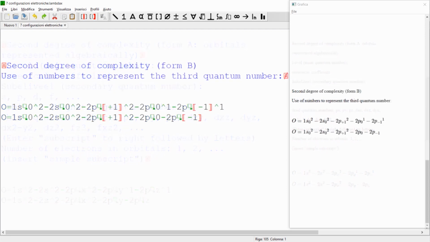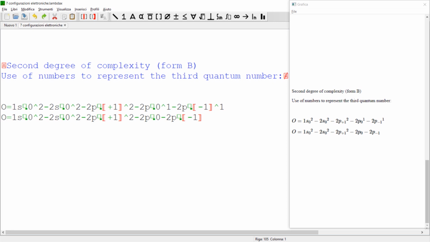Let us now look at the second degree of complexity, form B, using numbers to represent the third quantum number. Note, it is essential to use the generic parentheses to insert subscripts with a positive or negative sign. Always remember that between levels it is useful to insert a delimiter, the usual hyphen.